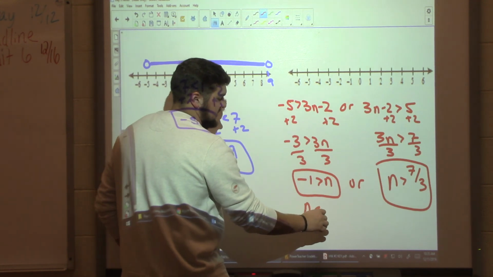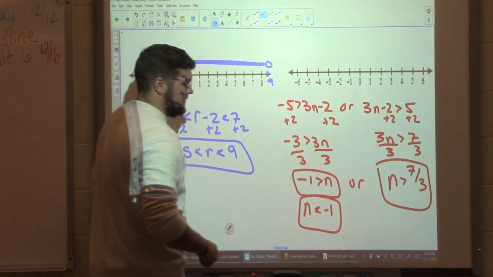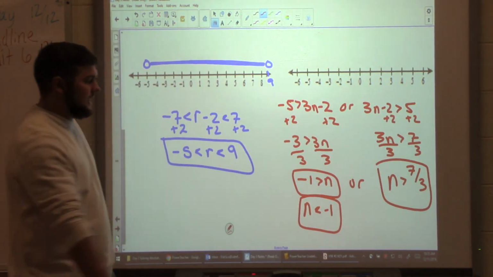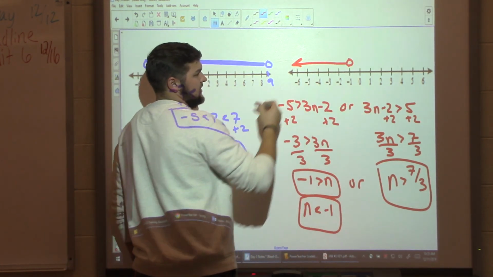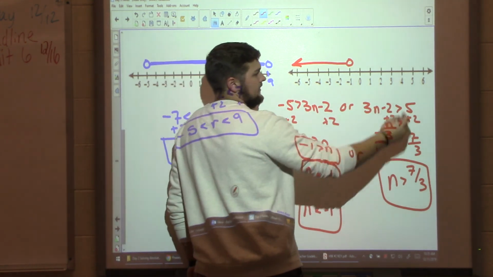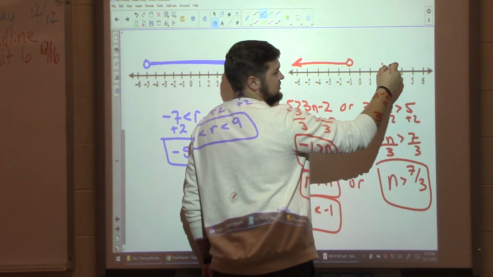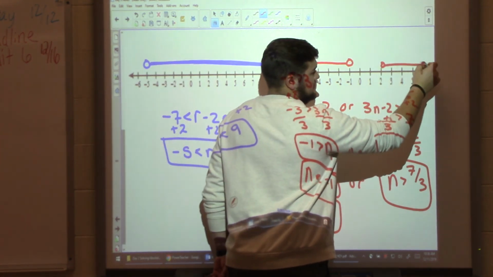I'm going to flip this one around again. So, the or statement. I have an open circle at negative 1. Shade to the left, because it's less than. Open circle at 7/3, which is 2 and 1/3. Shade to the right.